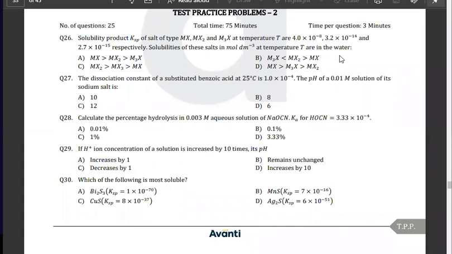Okay, Ronan, you have written 32 two times. So 27. The dissociation constant of a substituted benzoic acid. Okay, this is again a weak acid. It is given. The pH of its sodium salt is asked.